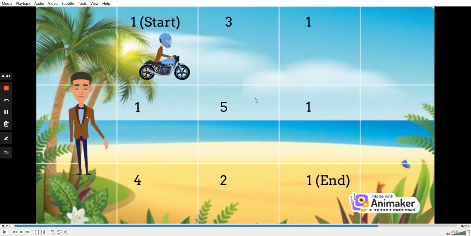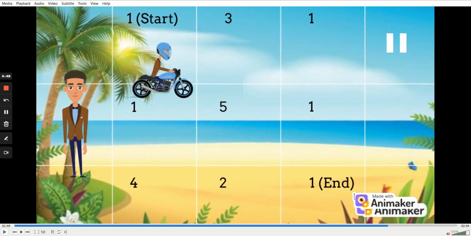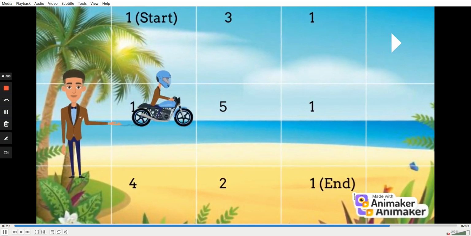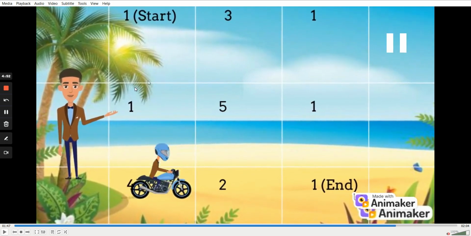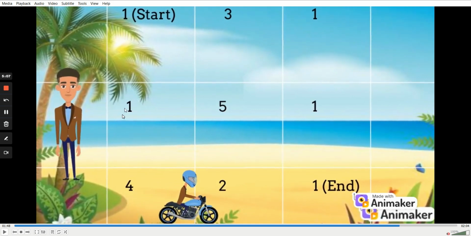Now, let me explain why we cannot use a greedy approach to solve this problem. In greedy, we will always move towards the path which has the least value. So if we start at the starting point, between 3 and 1, he can either move right or move down, and we will choose 1.